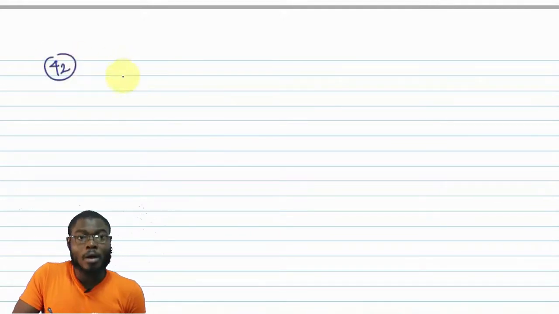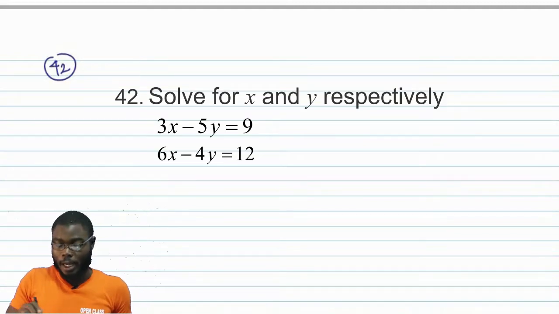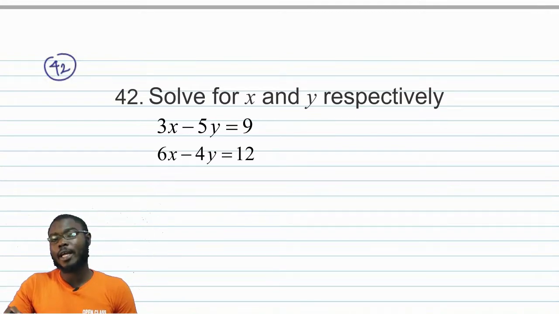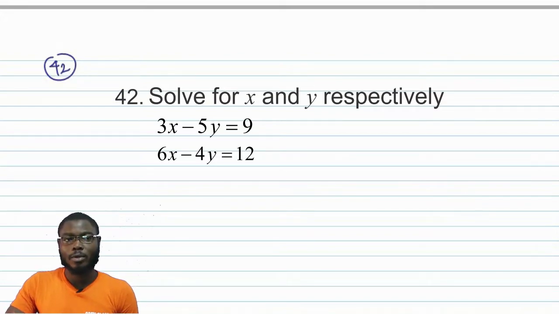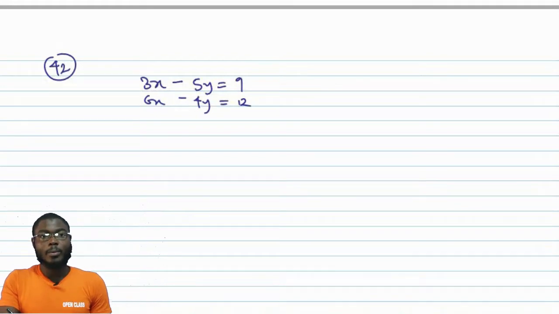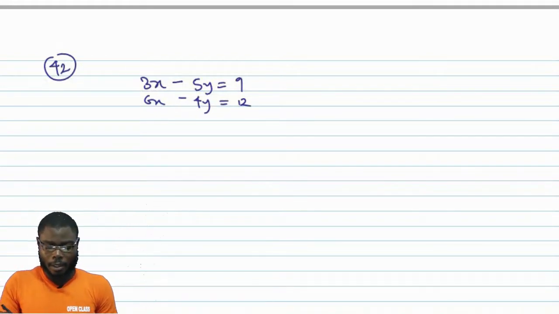All right, 42. 42 says solve for x and y respectively, given that we have 3x minus 5y equals 9, and then we have 6x minus 4y equals 12. So we have 3x minus 5y equals 9, and then 6x minus 4y equals 12.